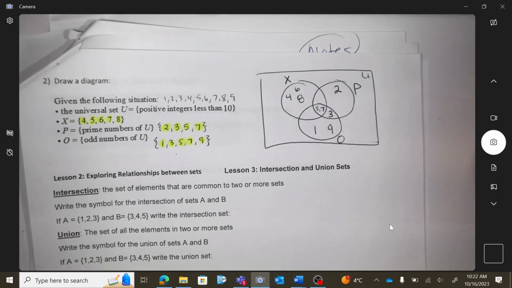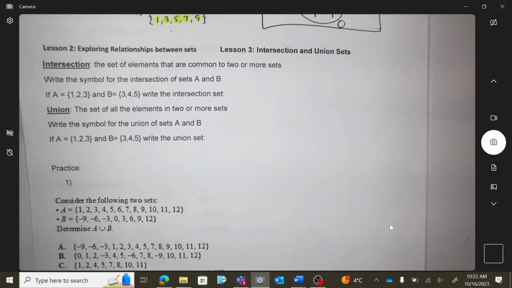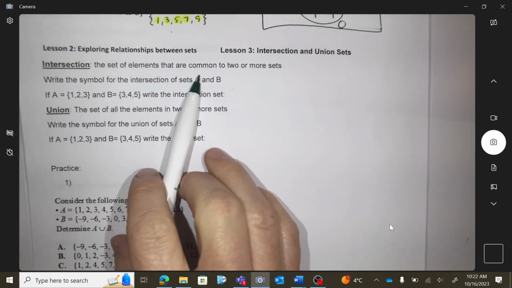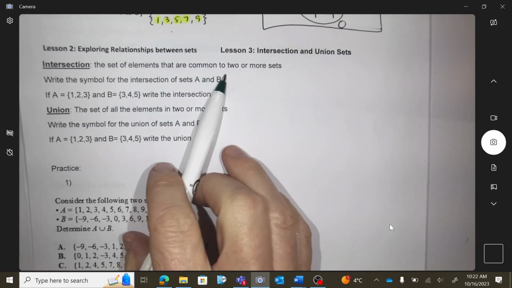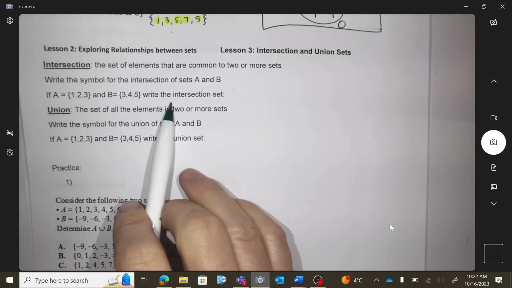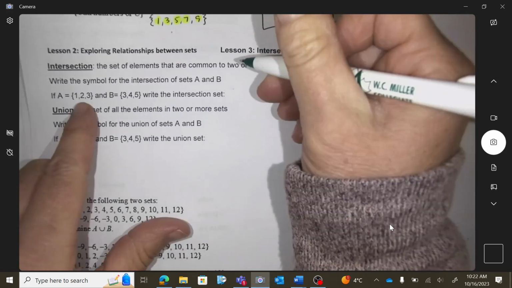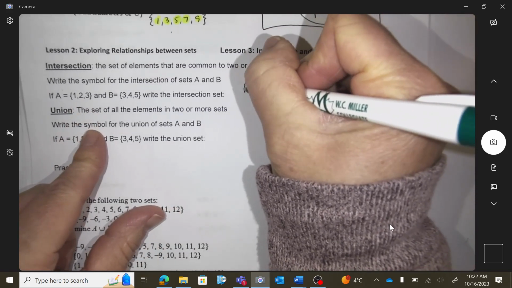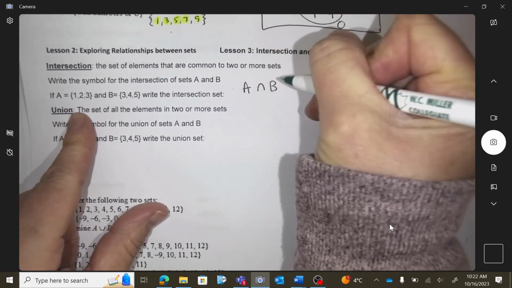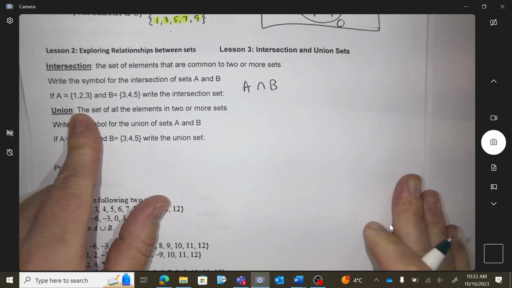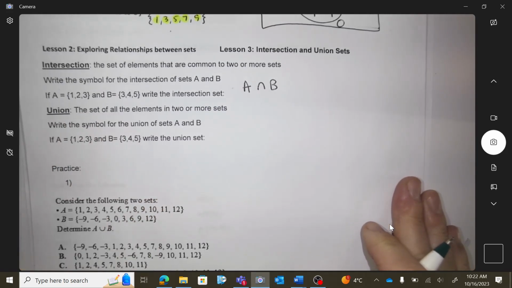Okay, so some other words. We have a word called intersection: the set of elements that are common to two or more sets. So this would be what is in set A and B. That's the intersection.